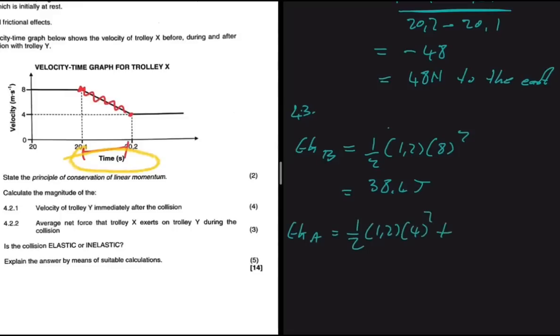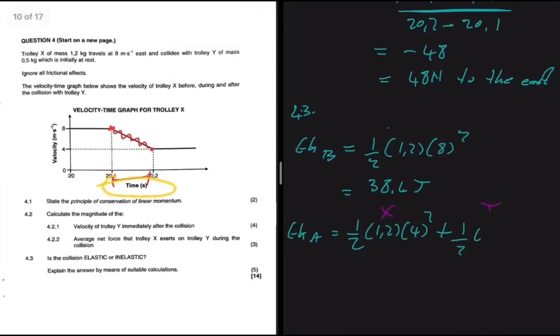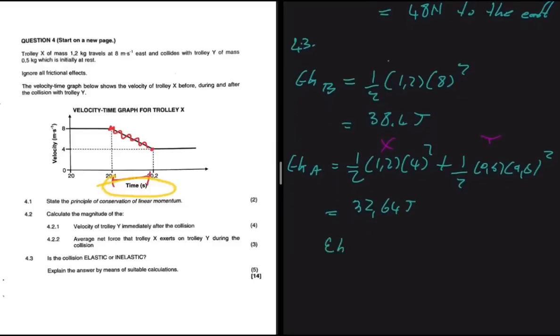And then EK after, now I have a half times 1.2 times 4 squared, this is for our trolley X, plus the EK for our trolley Y. We have a half the mass, which is, what is the mass again? The mass is 0.5, so we have 0.5 multiplied by the velocity which we calculated, 9.6, and then we square that. Let me put that in my calculator real quick. I'm getting 32.64 joules. So since EK before is not equal to EK after, we deem this collision inelastic.